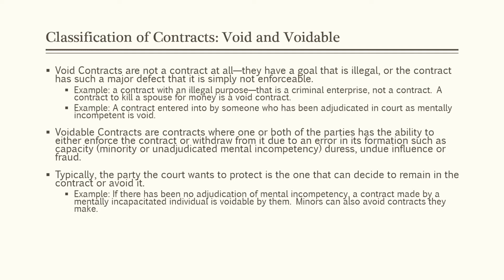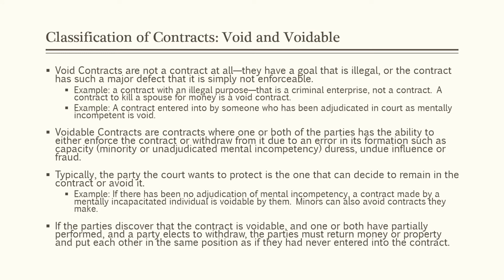Typically, the party the court wants to protect is the one that can decide to remain in the contract or avoid it. Example, if there's been no adjudication of mental incompetency, a contract made by a mentally incapacitated individual is voidable by them. Minors can also avoid contracts they make. There are some states that have exceptions like necessities like for food or housing or clothing that minors enter into, but I'm not going to be testing on that, but I want you to be aware that that's not quite an absolute rule for minors.